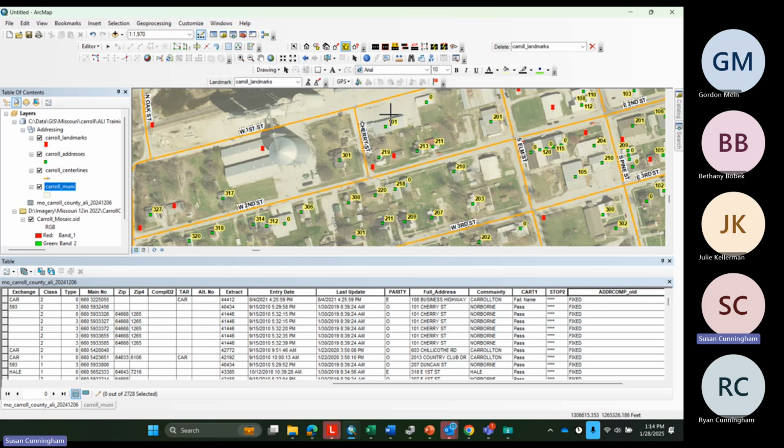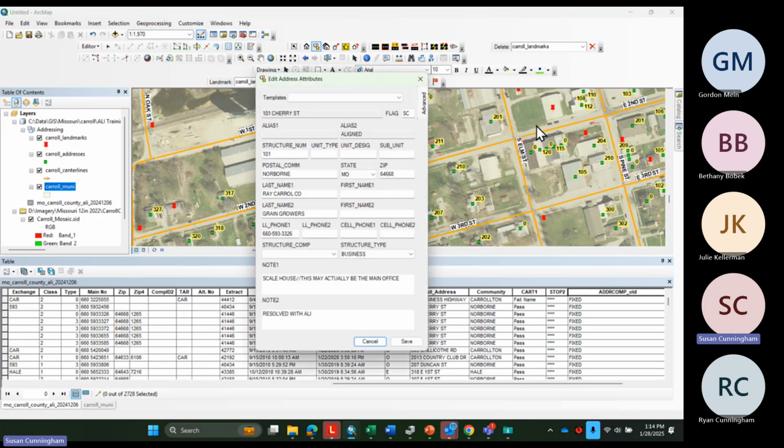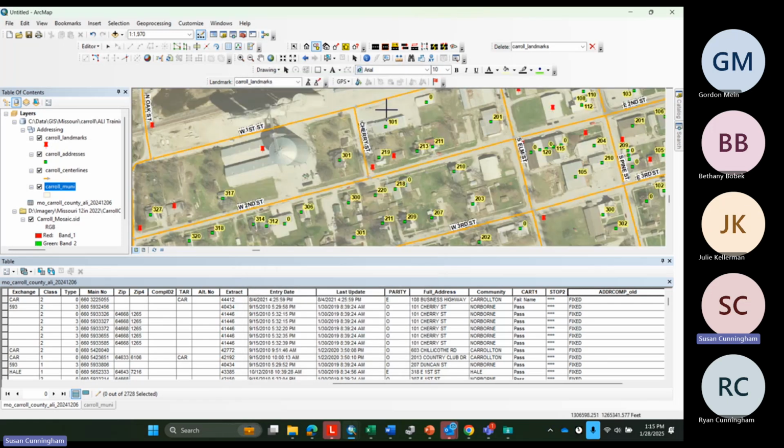Okay. Is this making sense? Yes. Okay, good. Thank you. So what we want to do here is just recode it to Cherry Street, which I thought I had done before, probably. Now it's recoded as 101 Cherry Street, Scale House. This may actually be the main office, he says, for the Ray Carroll County Grain Growers. That's what our field data collected in the field. He probably may have even had a 101 posted. It didn't say 101 Cherry Street, and he assumed it went to West First Street, and it really went to Cherry Street. So by doing that, I have now just fixed all of these, okay?